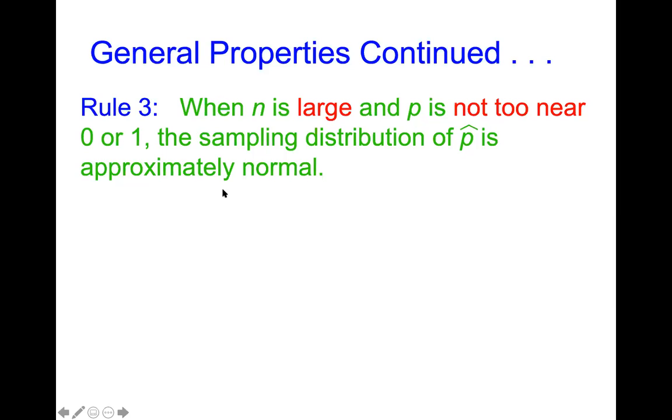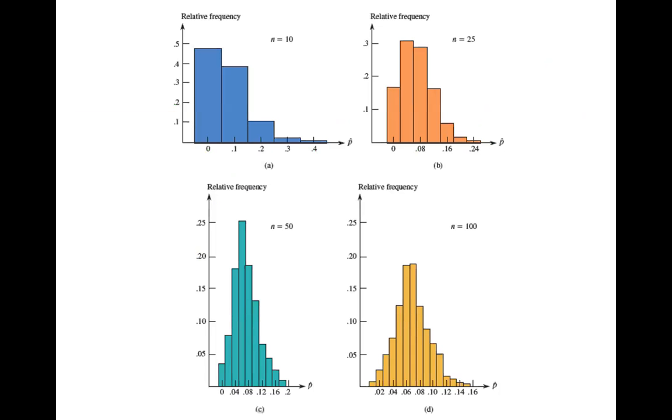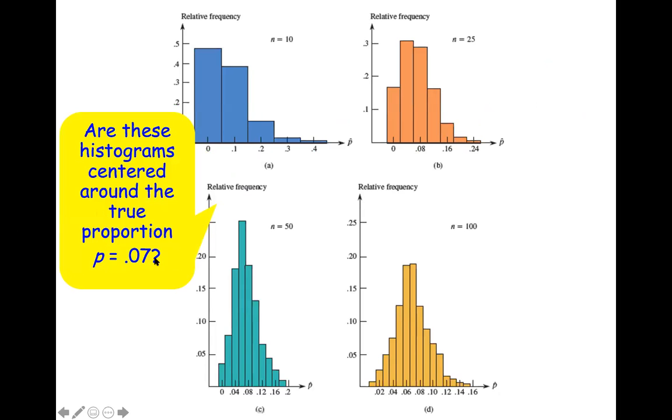But if P is close to either 0 or 1, getting away from that center, like let's say it's 0.9 or 0.1, then n actually has to be very large before the distribution starts getting more and more normal. In fact, if you look at this one, our P was 0.07. It's really, really low, very close to 0. So because of that, we needed to go all the way up to n is 100 before this distribution started looking more normal and less skewed, okay?